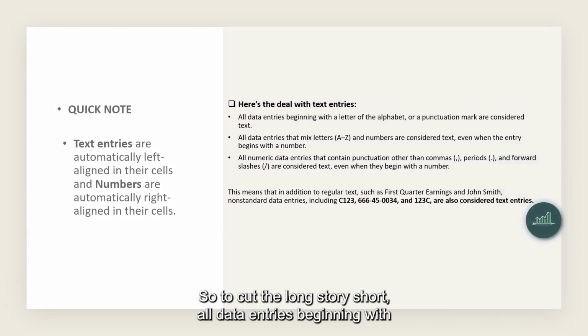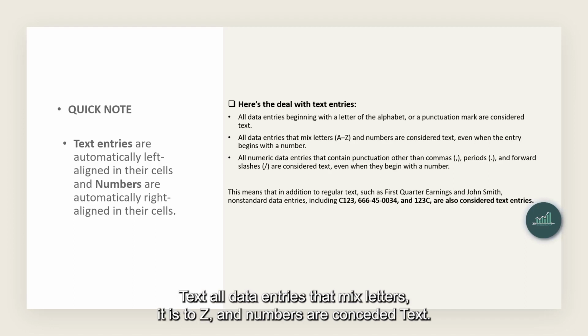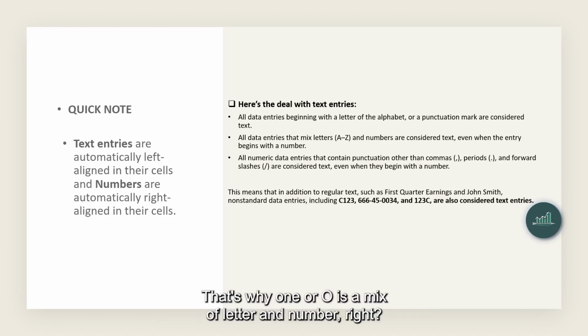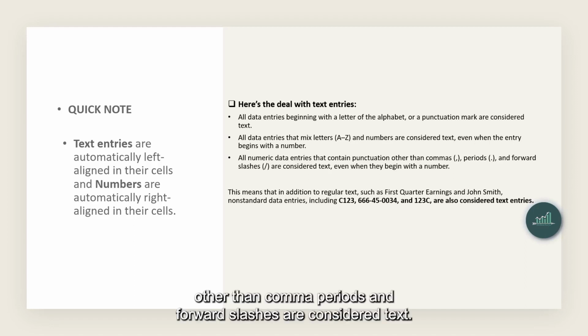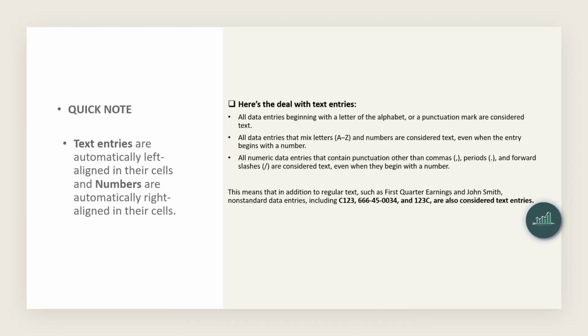So to cut the long story short, all data entries beginning with a letter of the alphabet or a punctuation mark are considered text. All data entries that mix letters A to Z and numbers are considered text. That's why 1 or O is a mix of letter and number, right? Then we have all numeric data entries that contain punctuation other than commas, periods, and forward slashes are considered text. So always remember this attribute. So that's it for now. We'll see you in the next video.